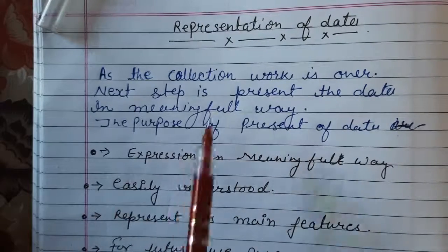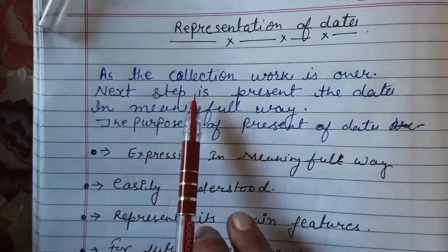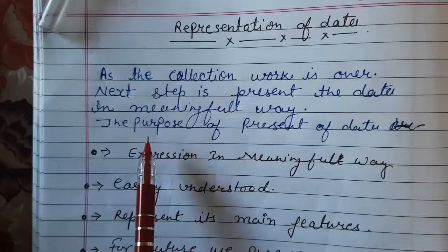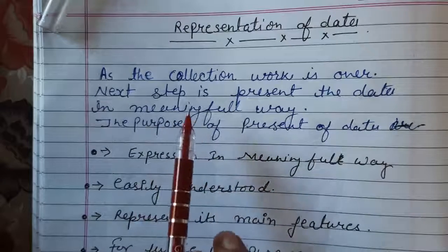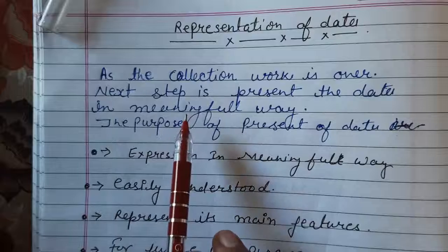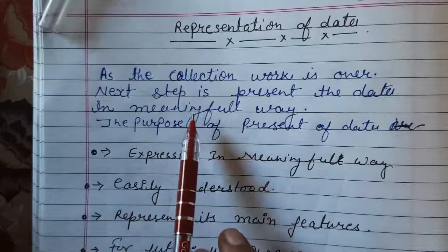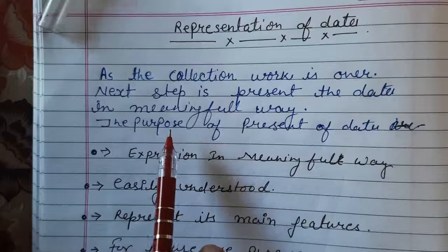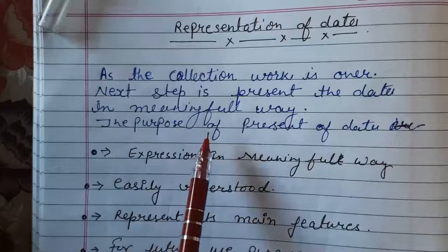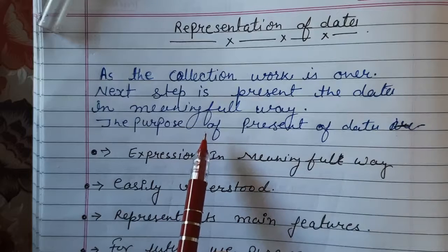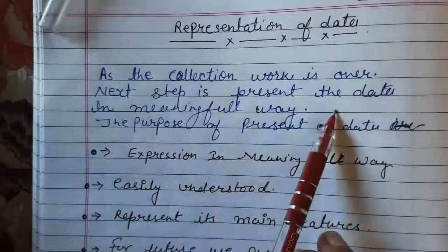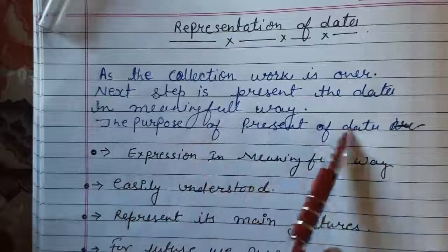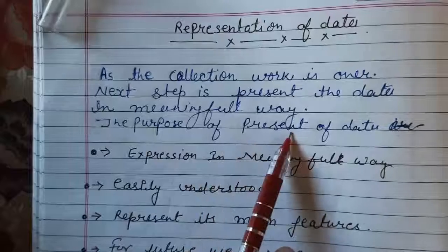Now the observer and the collector, meaning those who are collecting the data, have collected the data. Now the next step is how we should present the data so it can be more understandable and more meaningful. So the next step in statistics is representation of data. As the collection work is over, the next step is to present the data in a meaningful way.